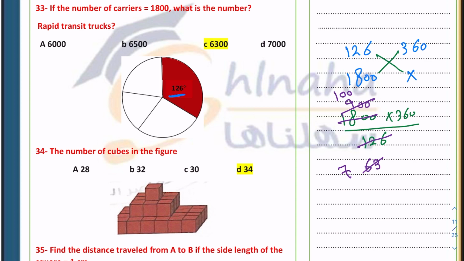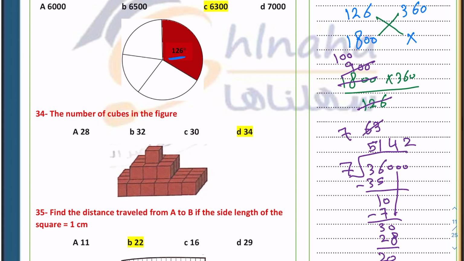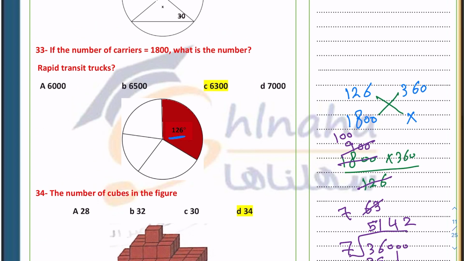So we can divide this number by 7. It's 3, 6, and we have 3 zeros, divided by 7. It will be 5. 5 by 7, 35. Subtract, it will be 1. Drop 0, it will be 10. 1 times 7, 7. Subtract, it will be 3. Drop 0, it will be 30. 30 divided by 7 will be 4, 4 times 7, 28. And here it will be 20. 20 divided by 7 is 2. 2 times 7, 14. Okay? So it's about 5,142.